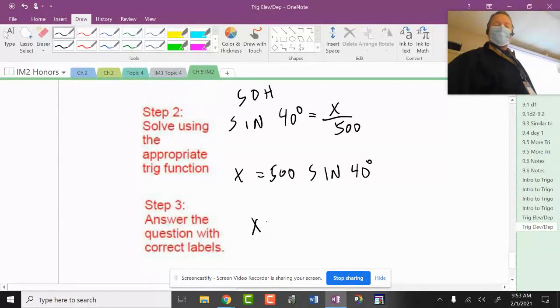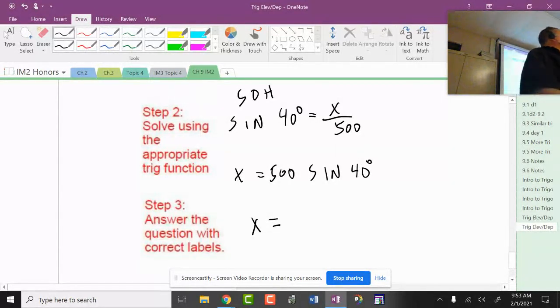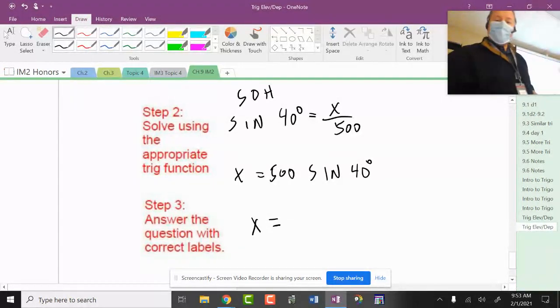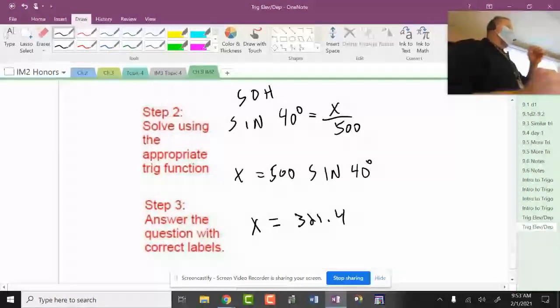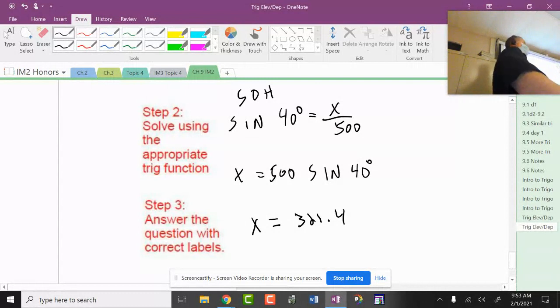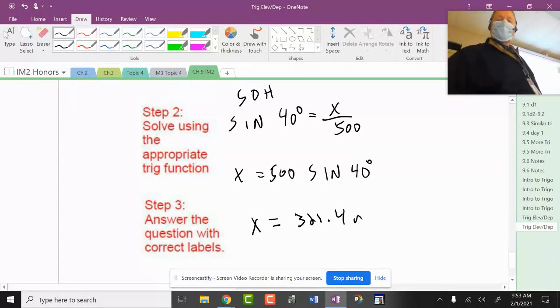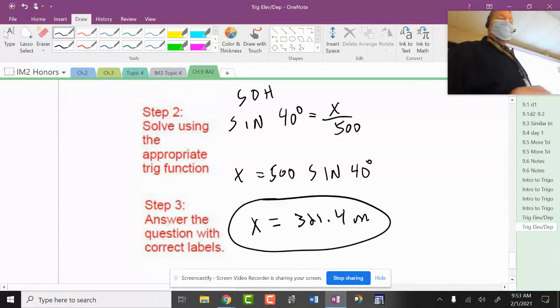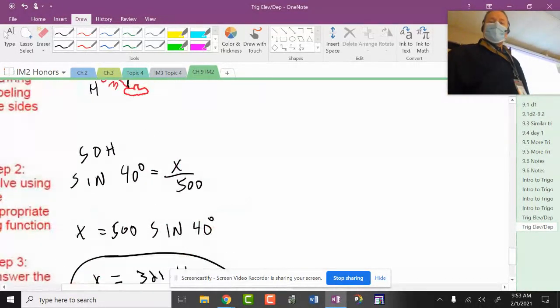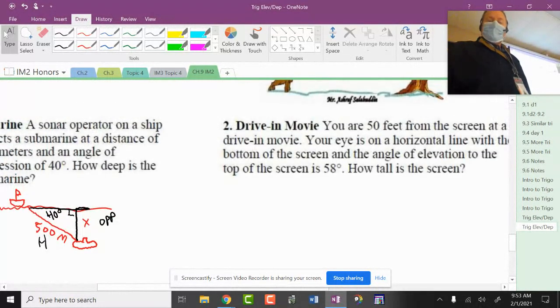And then what's x equal? Help me out. Help me help you. What'd you get? 321.4. I don't know what the rounding says up there. We'll just go to the tenth if it says that. And then what's the label? Meters. Okay, so we are going to ask for labels, because some people will put degrees, and then that means they're way out there. They don't understand what we actually did here. All right, and then I'm just going to finish off the notes.